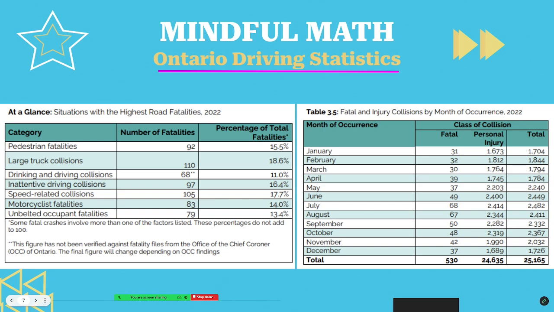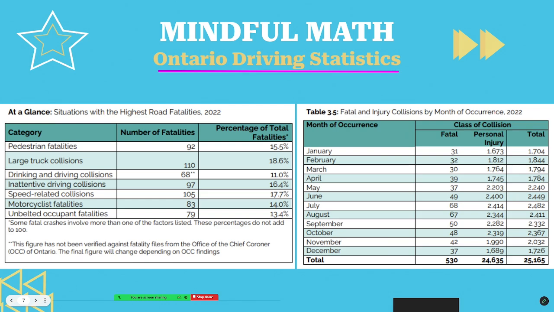To start our class, our mindful math for the day, I have some Ontario driving statistics. I'm not going to get into all of it because of our time crunch, but I thought it was interesting to pull up some stats. Now these are from 2022 that talk about the road fatalities and fatal collisions that occur by month.